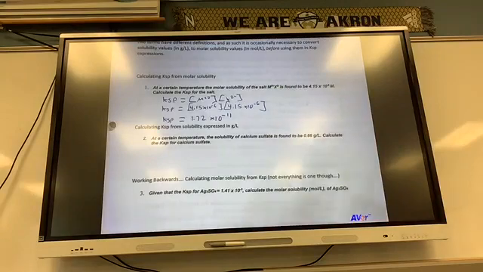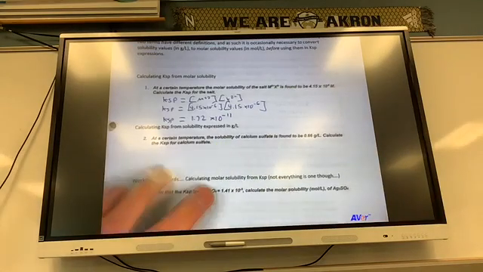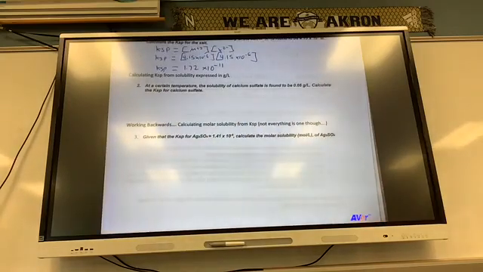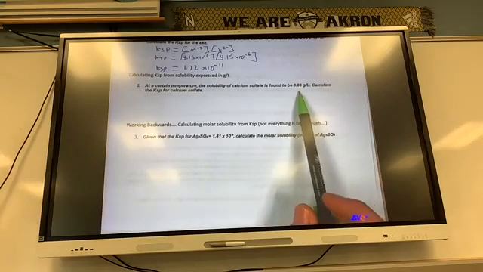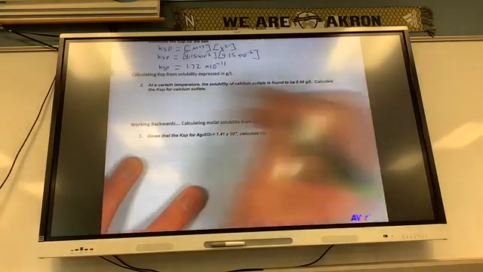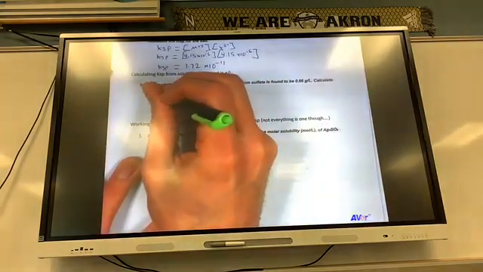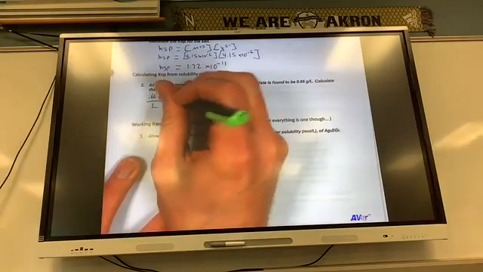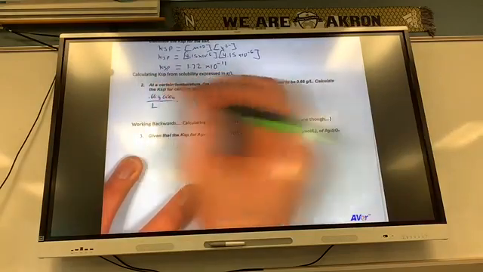Calculating KSP from solubility expressed in grams per liter. At a certain temperature, the solubility of calcium sulfate is found to be 0.66 grams per liter. Calculate the KSP for the calcium sulfate. First thing I would do would be convert grams per liter to molar. So 0.66 grams over 1 liter, and this is grams of CaSO4. We need to bring out the molar mass.